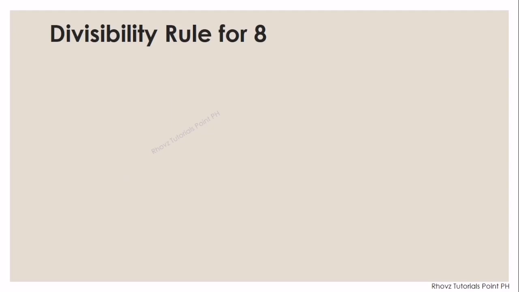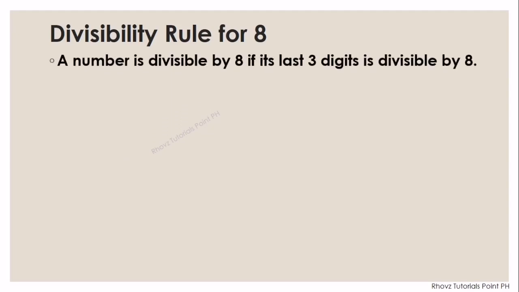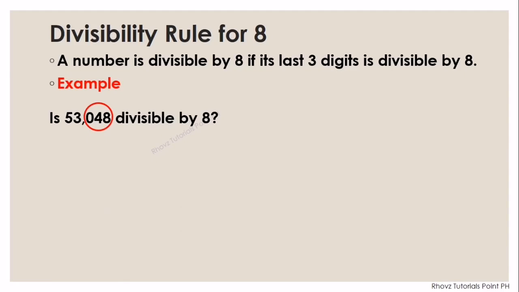Another is the divisibility rule for 8. A number is divisible by 8 if its last 3 digits are divisible by 8. So, dito naman, titingnan lang natin yung last 3 digits. For example, 53,048. So, yung last 3 digits is 048. Then, tingnan natin kung divisible ba siya sa 8. So, 48 divided by 8 is equal to 6. Therefore, yung number na yon na 53,048 ay divisible by 8.